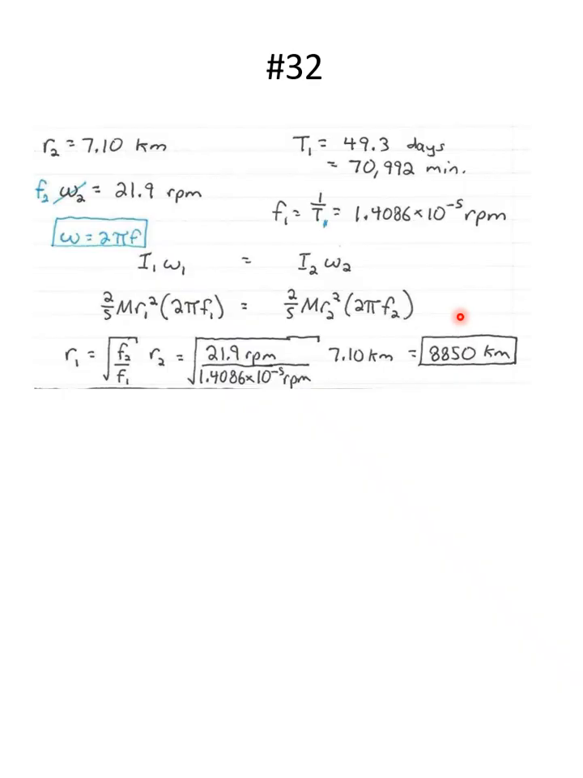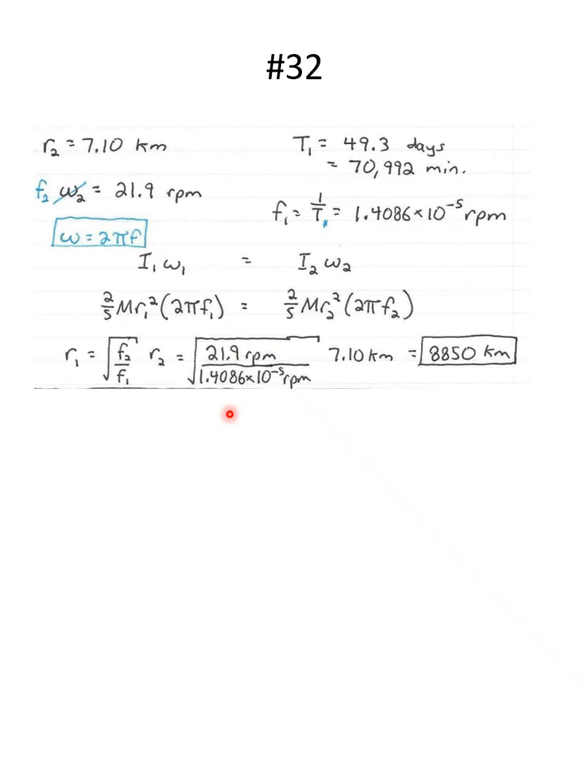When we divide out everything that will divide out, you should be getting this ratio that R1 is the square root of F2 over F1 times R2. So the final frequency, 29.9 RPM, the original frequency, 1.4086 times 10 to the negative 5 RPM.